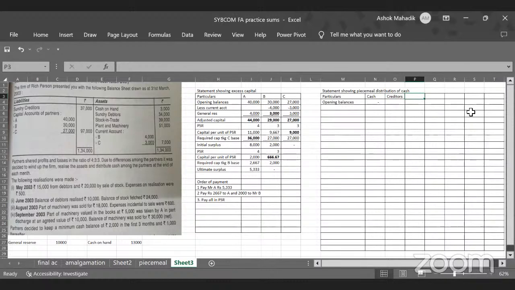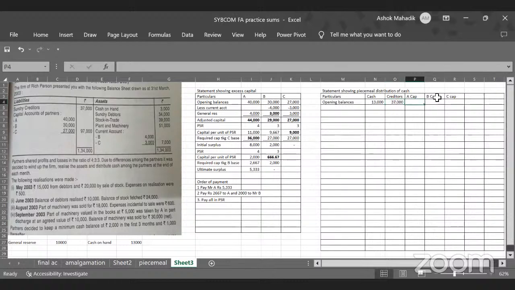There is no external other liability. There are no secured loans, no preferential liability. Directly we have to pay partners, that is A, B, and C. In fact, I should write A's capital, B's capital and C's capital. Now while writing balance, cash balance I'll write 13,000 as we had adjusted it. Creditors is 37,000.